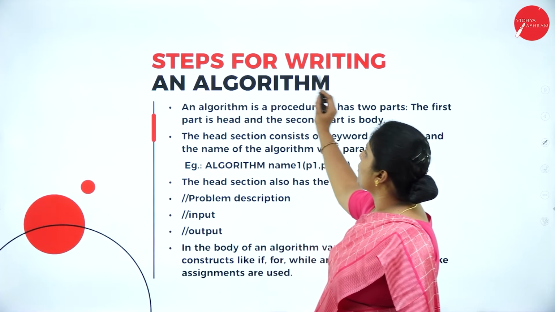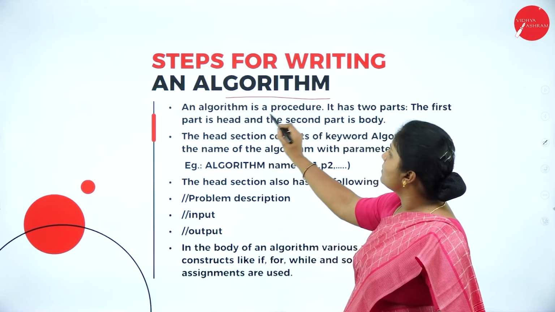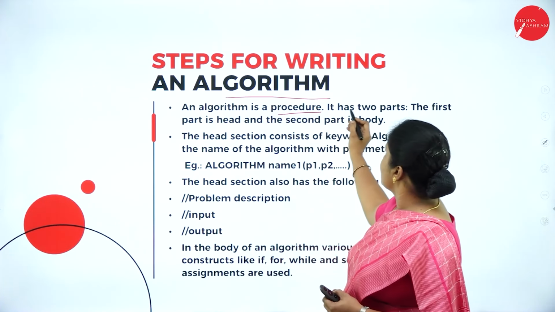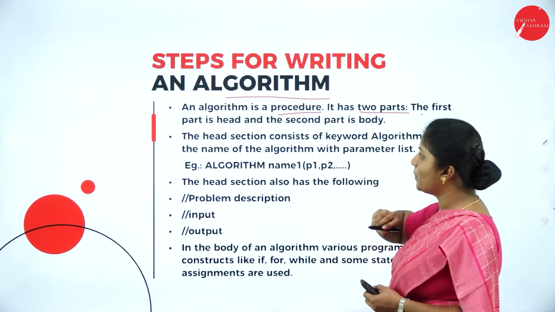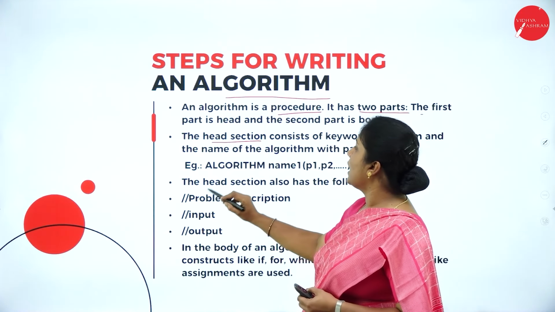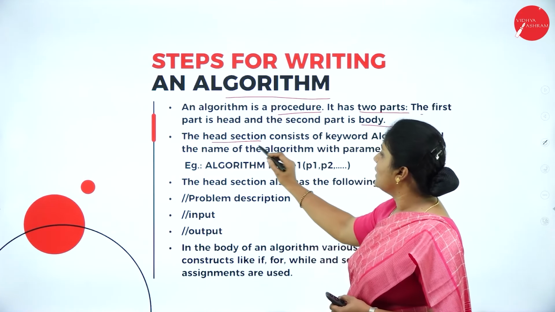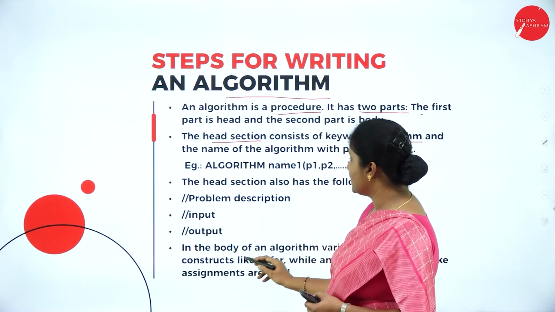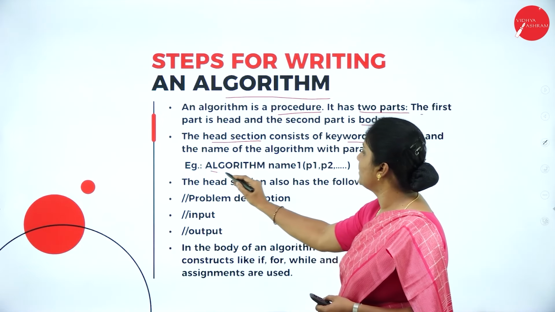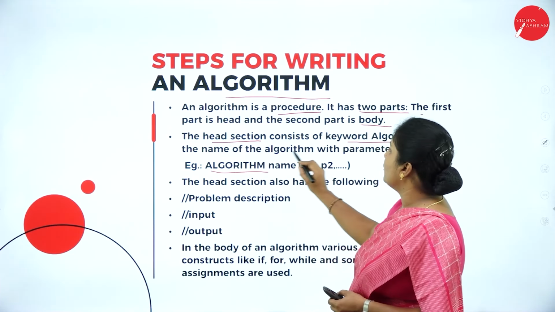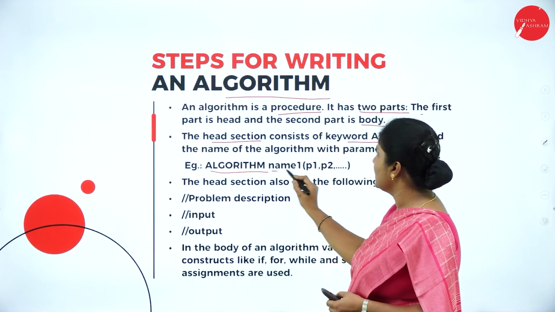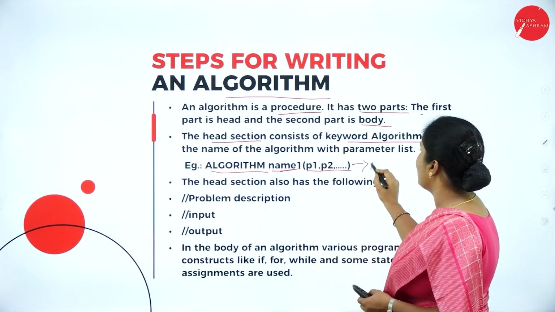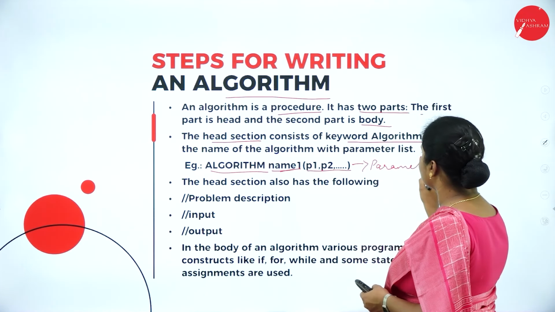Next, we have the steps for writing an algorithm. An algorithm is a procedure, as we said, isn't it? It is a step-by-step procedure that has two parts. How many parts? Two parts. That is a head section and a body section. The head section consists of the keyword algorithm. See here, this is the example. The head section should consist of the keyword algorithm, the name of the algorithm, and the parameter list. This is the name of the algorithm. These are called P1, P2, etc., and are called the parameter list.